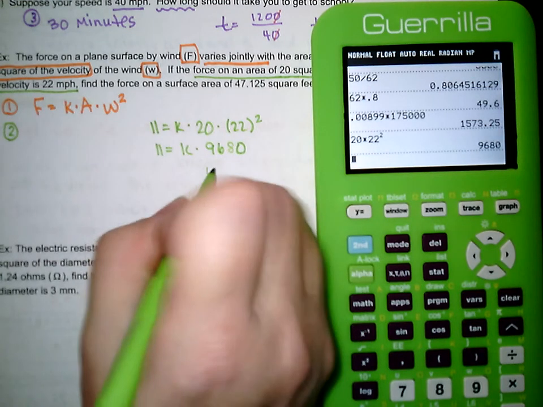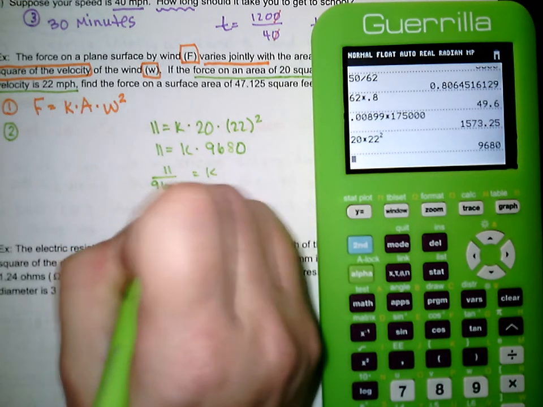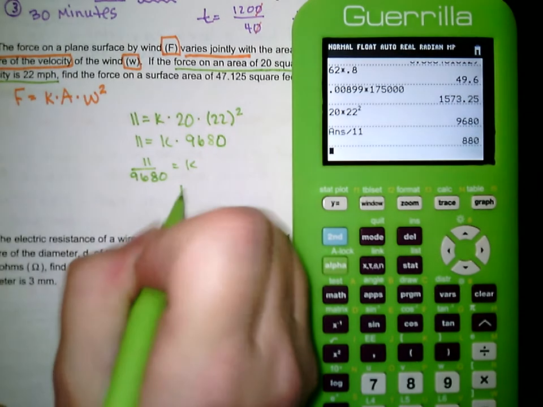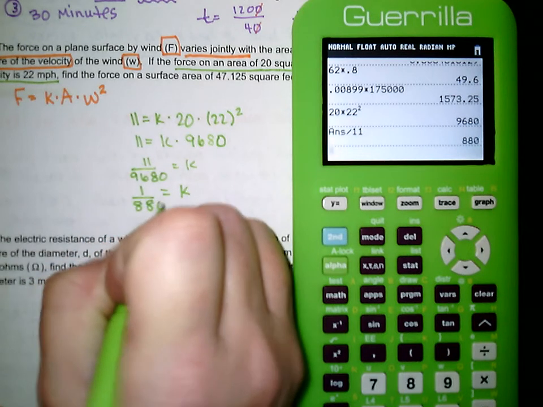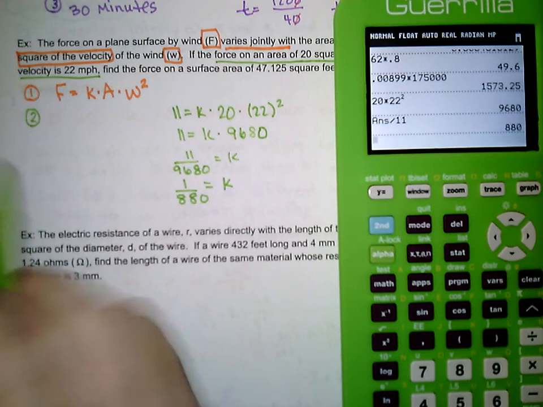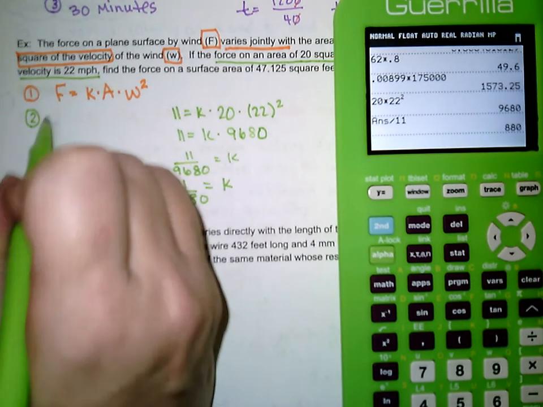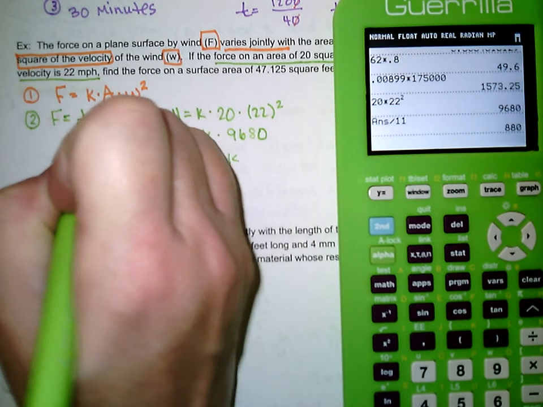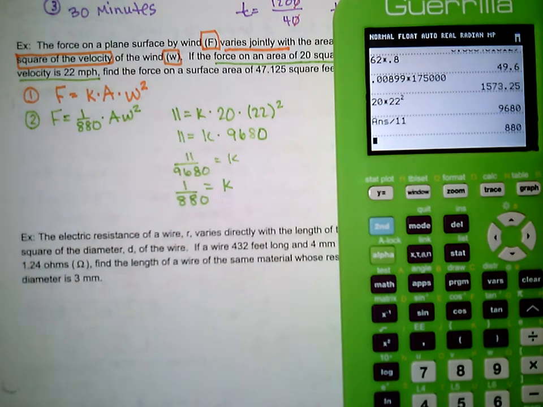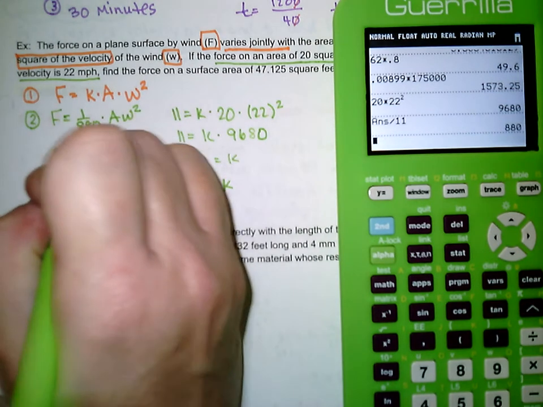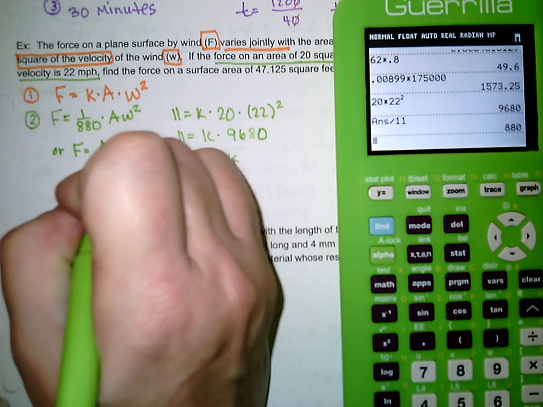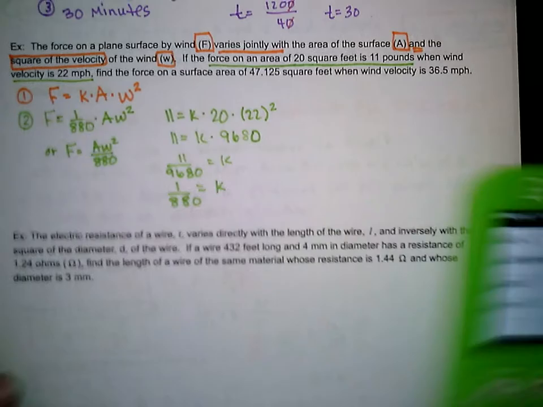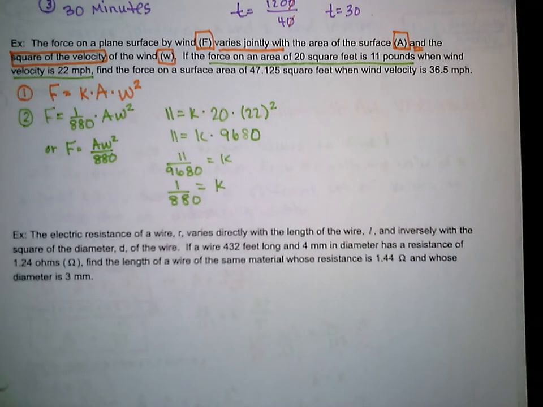So then K would be 11 over 9,680. Let's see if that simplifies. Yes. So K equals 1 over 880. So in my level 2 question, I'm going to rewrite this formula, but use 1 over 880 for K times A W squared. If I wanted to, I could rewrite it as F equals A W squared over 880, by multiplying my fraction straight across. But that is going to be up to you, whichever way you prefer that.